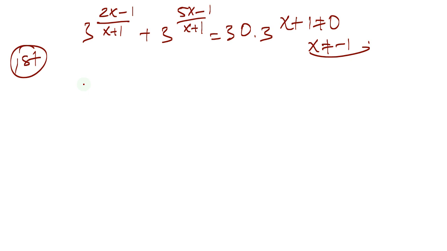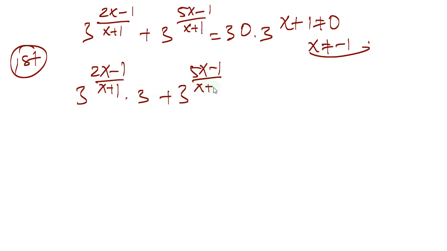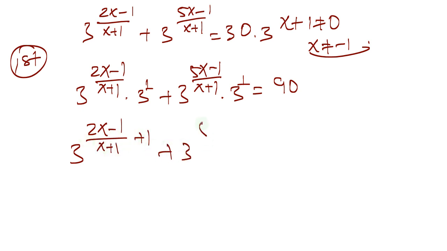Okay, so I'm going to have 3 to the power of (2x minus 1)/(x plus 1) times 3, plus 3 to the (5x minus 1)/(x plus 1) times 3, and then this is equal to 3 times 30, which is 90. So same bases, different powers. We have 1 here and 1 here, so we add up the powers. So this is 3 to the (2x minus 1)/(x plus 1) plus 1, plus 3 to the (5x minus 1)/(x plus 1) plus 1, and this is equal to 90.